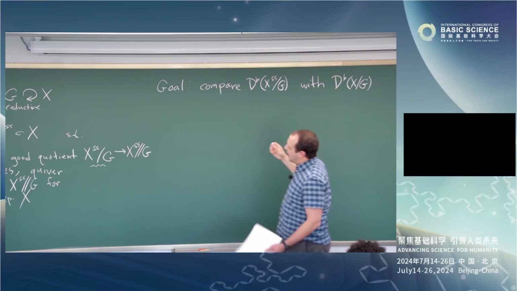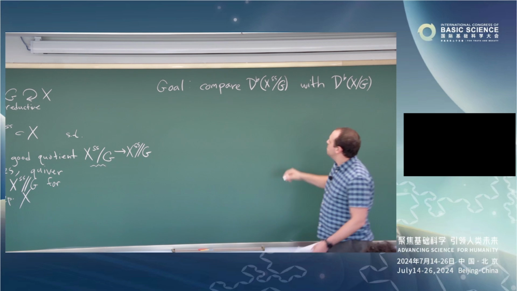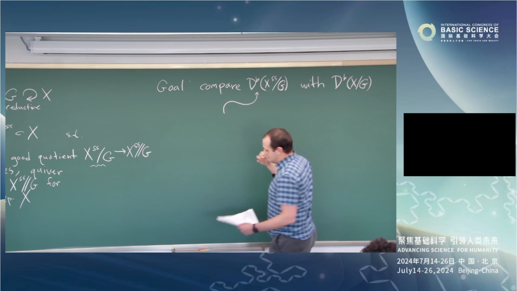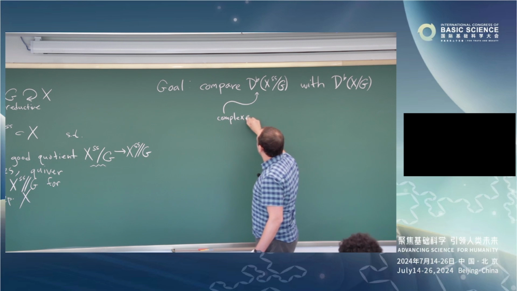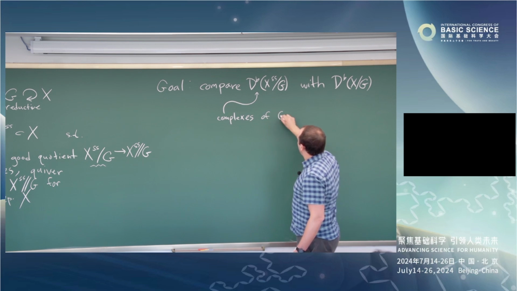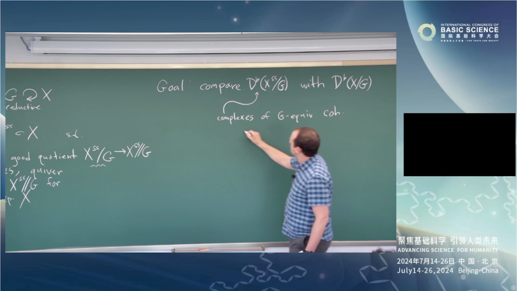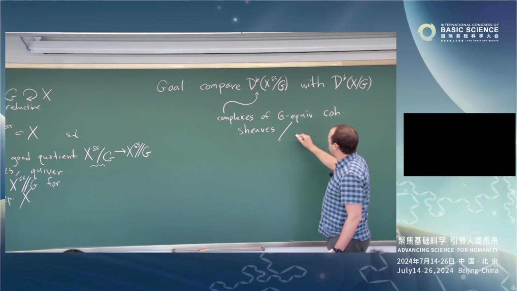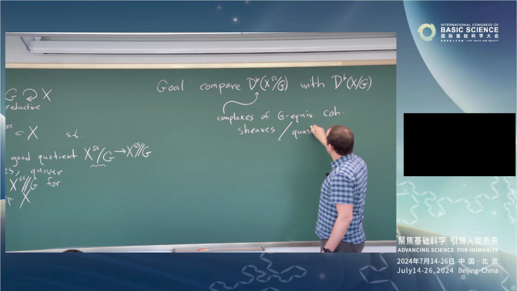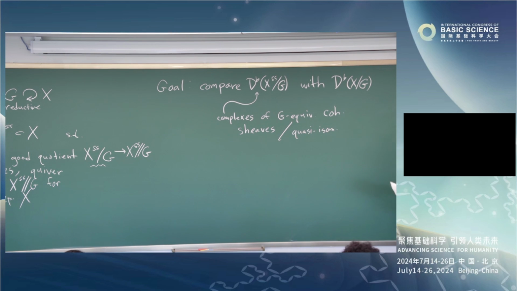the derived categories. I'm not going to tell you what I mean by the derived category, but I should at least sort of say what I mean. I'm not going to define it, but this is the category of complexes of G-equivariant coherent sheaves, and then you invert quasi-isomorphism. Okay, so that's the goal of the talk.